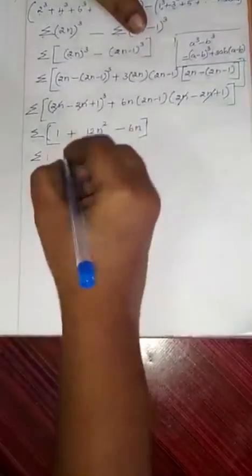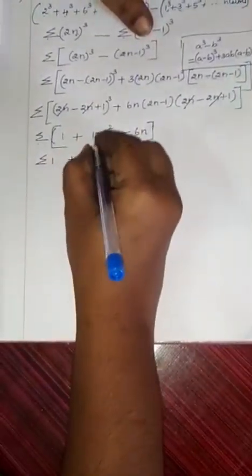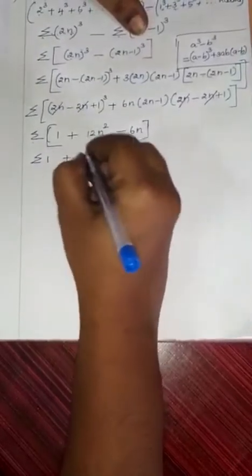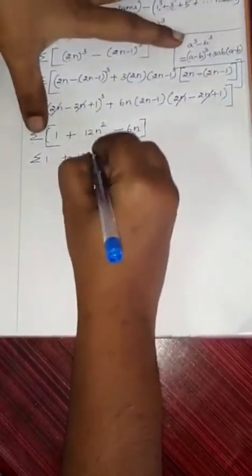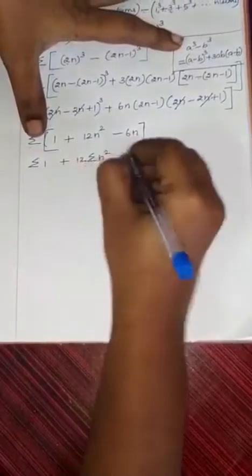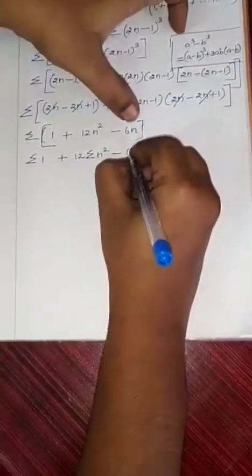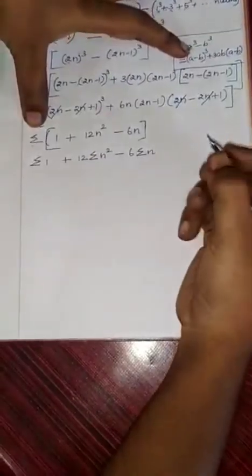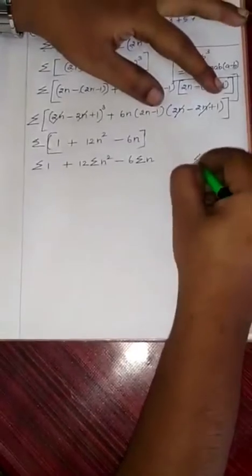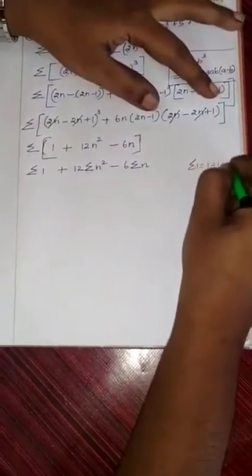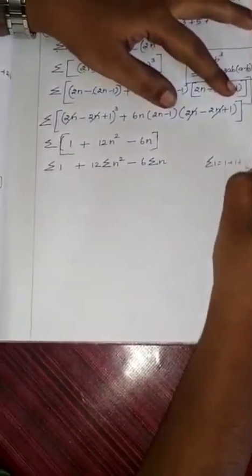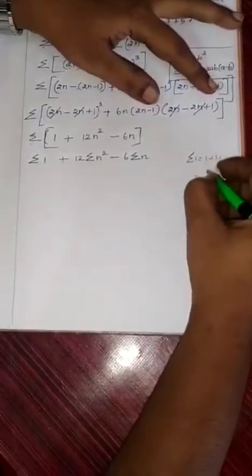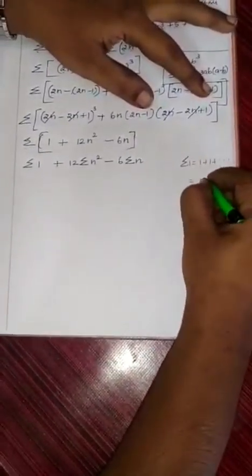Summation of 1 plus 12 is a number. So write that outside, and 12 into summation of n square, minus, again 6 is a number, 6 into summation of n. So now summation of 1. What is summation of 1? It is 1 plus 1 plus 1, it goes on till n terms. So it is n into 1, n terms of 1. Right?